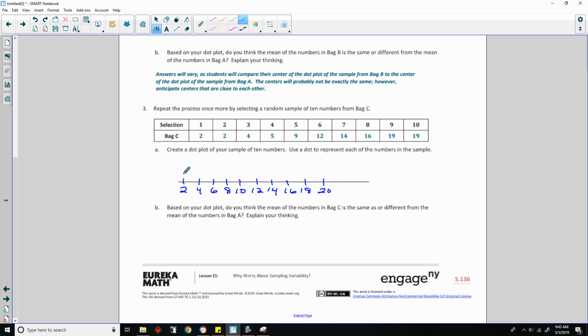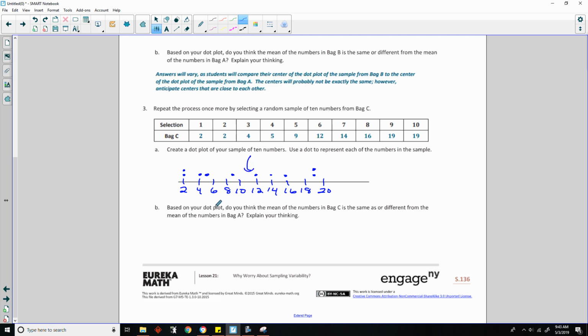So 2 happened twice. 1, 2. Then there was a 4 and a 5. 5 is halfway between 4 and 6. Then a 9. Then a 12. Then a 14. And a 16. And 2 19s. So there's my dot plot. So you got 2 on this end, 2 on this end, and then a bunch in between, and they look pretty evenly distributed. So in this case, I would say the mean is somewhere around 11 or 12.